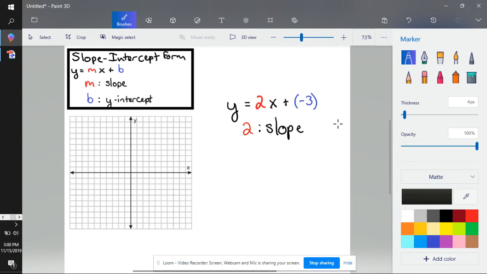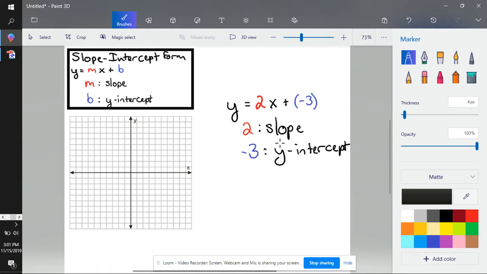The negative 3 is the number being added to that x term, and that's going to represent my y-intercept. And we can again get these numbers simply by looking at the equation.